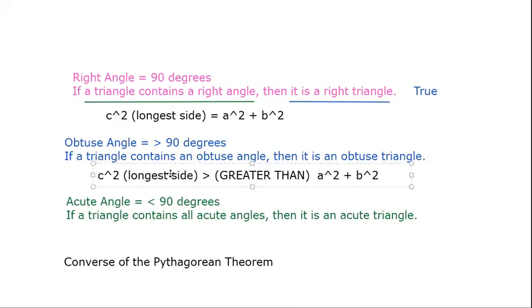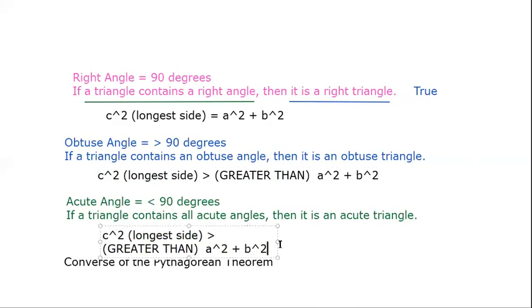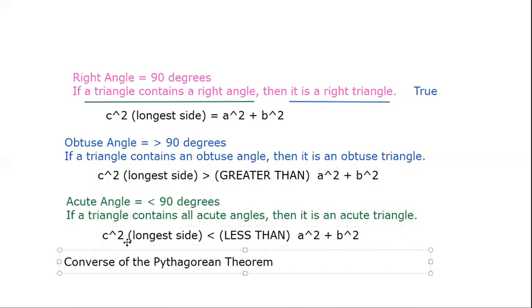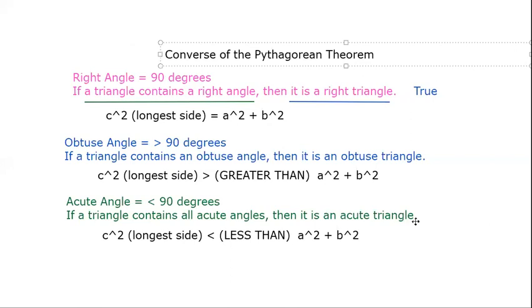So for an acute triangle, that one is where all of the angles are less than 90 degrees. They're all cute little angles. And in this one, it is just the opposite. So the square of your longest side will be less than the sum of the squares of the lengths of the legs. And this law is referred to as the converse of the Pythagorean theorem.